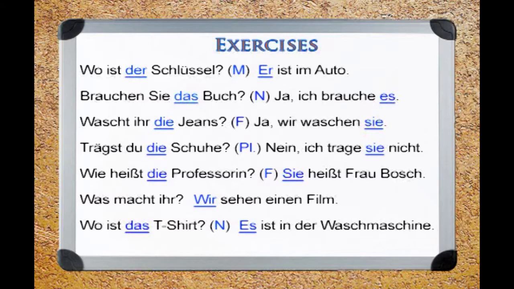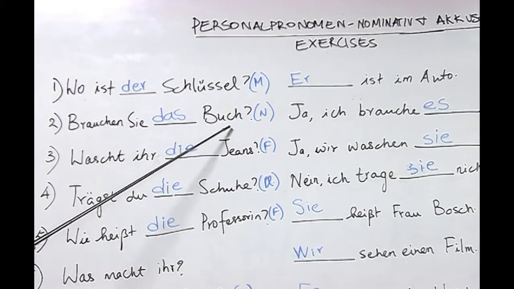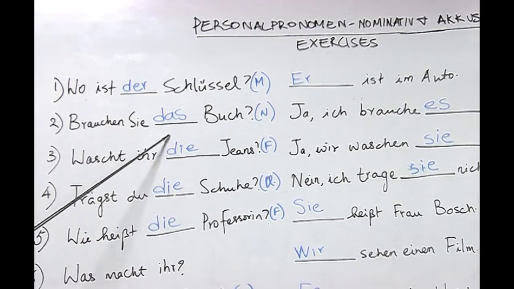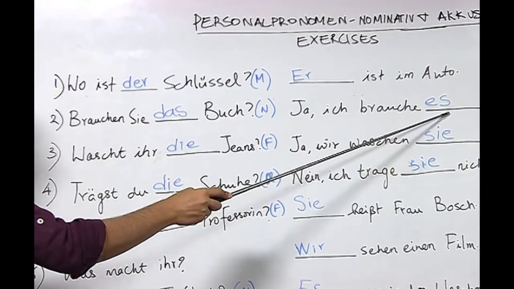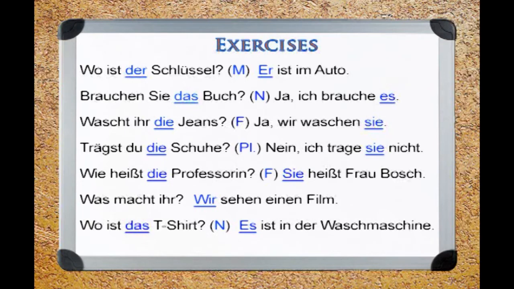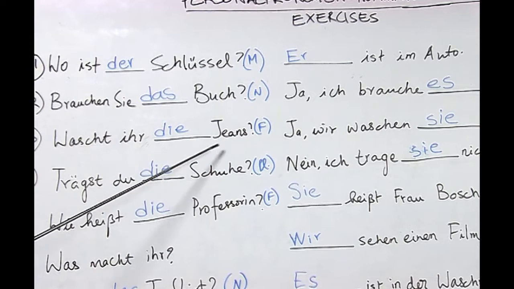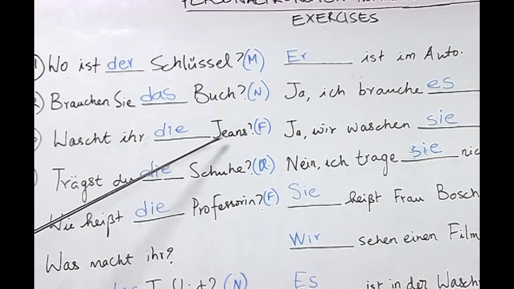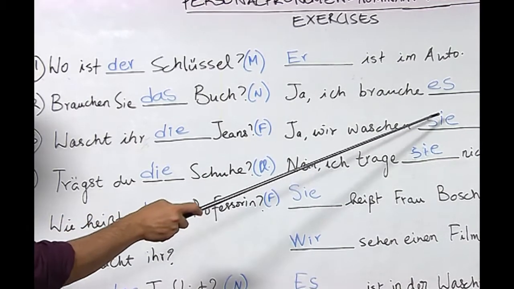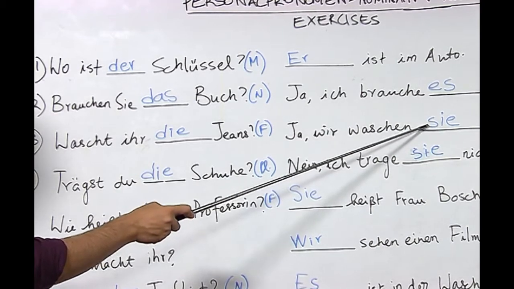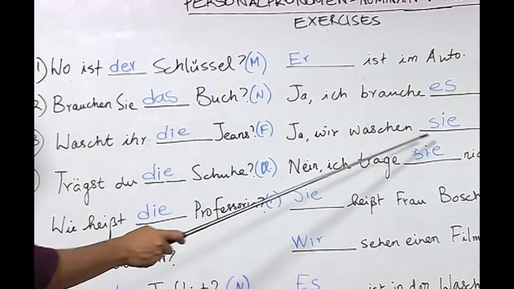Now, let us look at sentence number 2. Brauchen Sie das Buch? Ja, ich brauche es. Here also the student correctly identified with letter N that the noun Buch carries the article das and it gets converted into es as pronoun form in accusative. Wascht ihr die Jeans? Ja, wir waschen sie. Here also the student correctly identified that the noun Jeans carries the article die because it belongs to the feminine category.